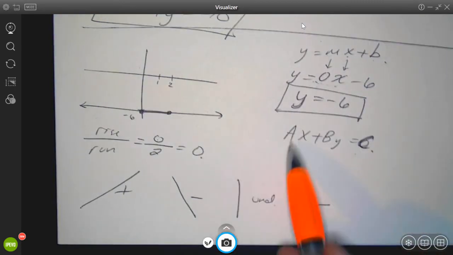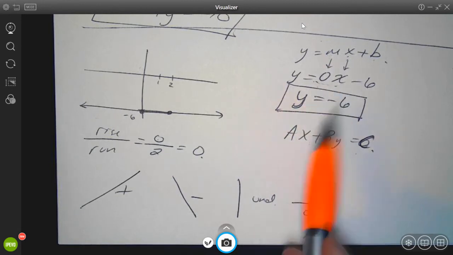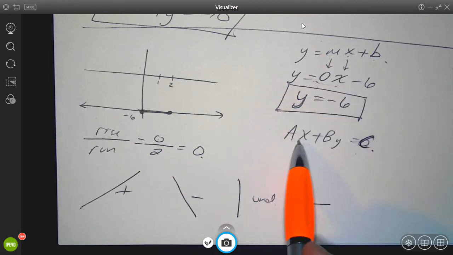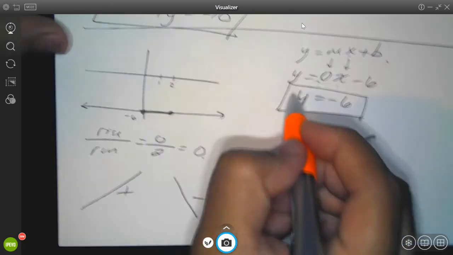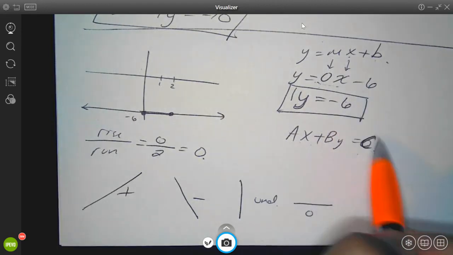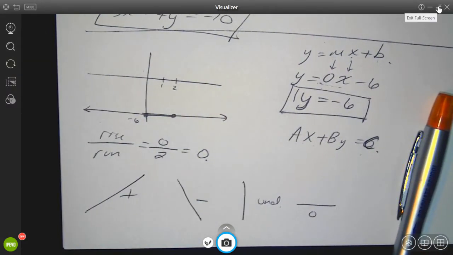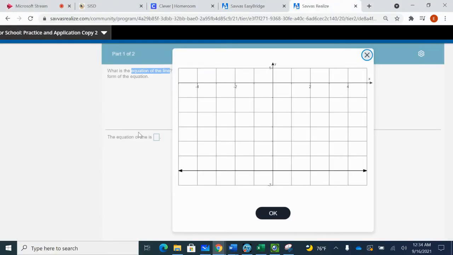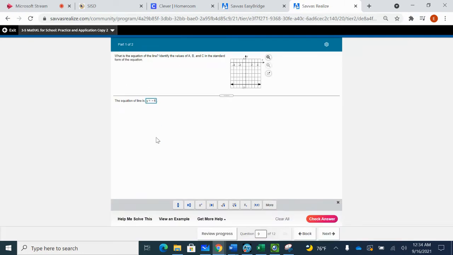Why? Because look, there's no ax because it just went away because it was 0 times x. So this goes away because I don't need it. The coefficient of y was just 1 because it's there. It's the 1y. And the -6 stayed on the right side because, well, that was a constant. So that's your equation. So here we get y equals -6.